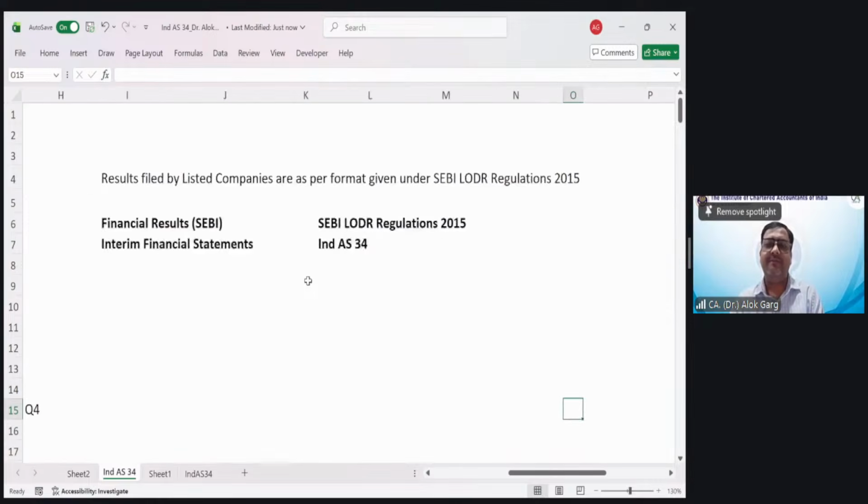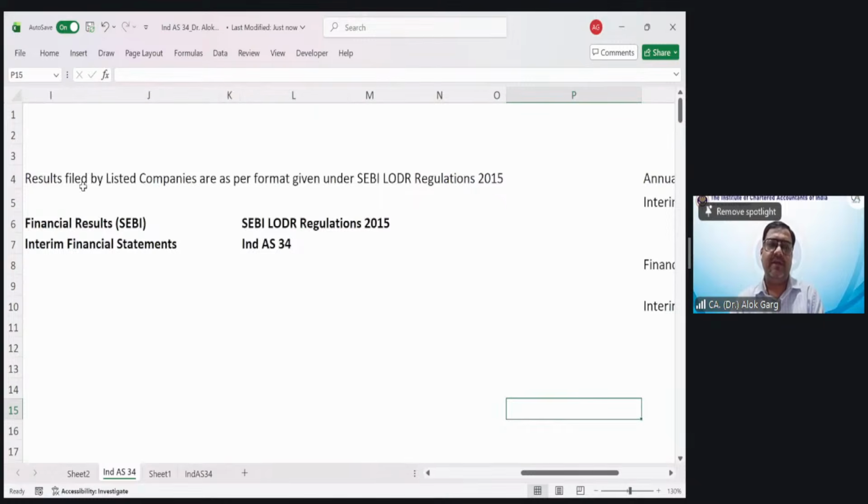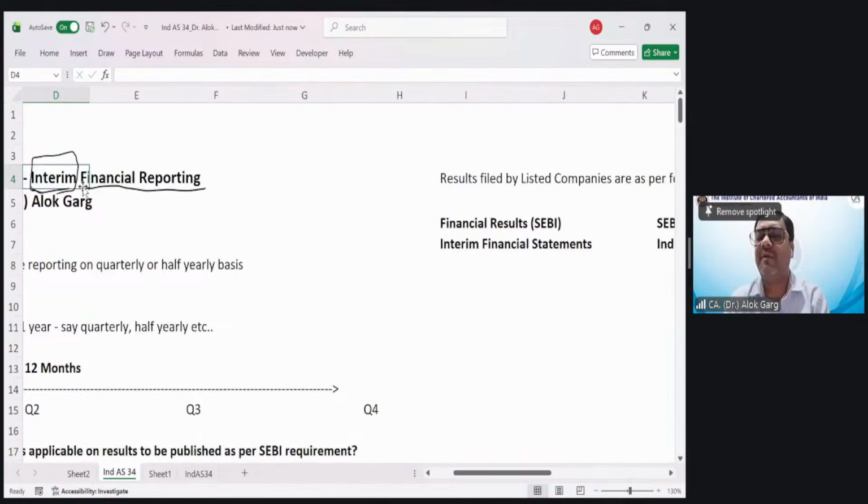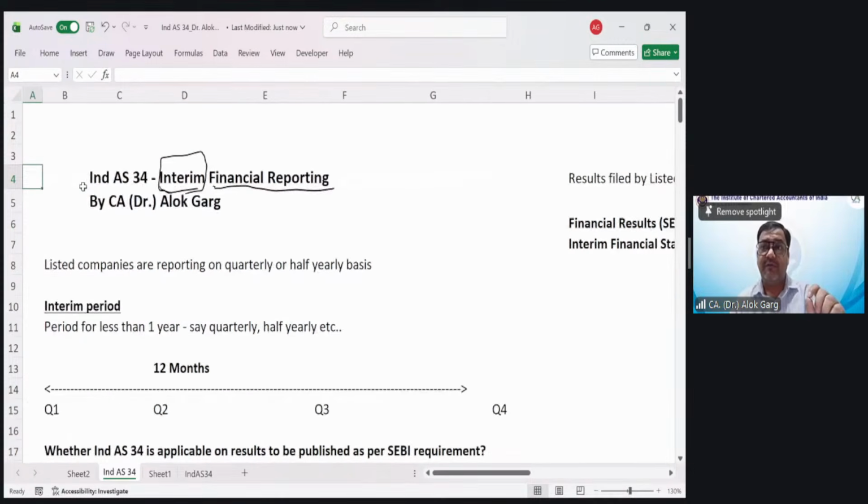Now, my dear friends, results filed by listed companies are as per the format given under SEBI LODR Regulations 2015. Yes or no? Friends, are these listed companies publishing and filing their results as per Ind AS 34? I am talking about the format. Is the format given under Ind AS 34, or is the regulation applicable as per SEBI LODR regulations? Have you heard about SEBI LODR regulations? Yes. So it is applicable as per SEBI LODR regulations.